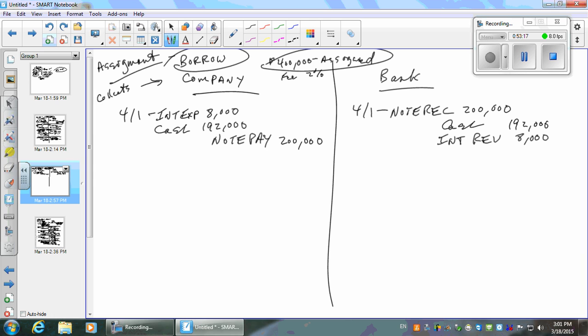Collects cash on the account receivable. Okay, that's the first one we're doing. Now one other thing you could do also at April 1st, and I like this, by the way. I think it's a good disclosure.